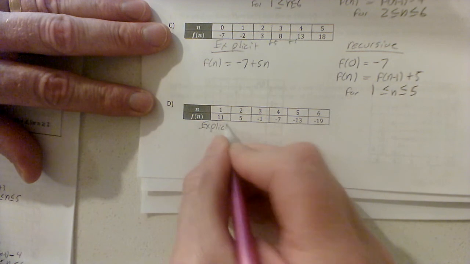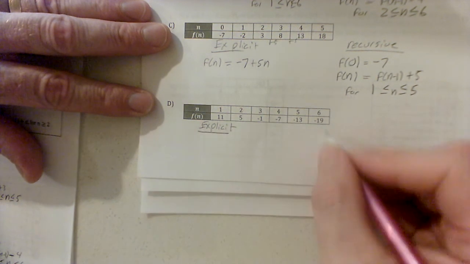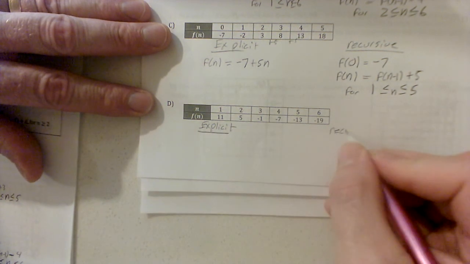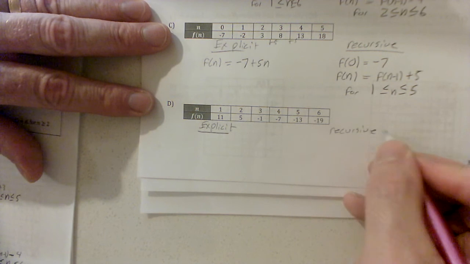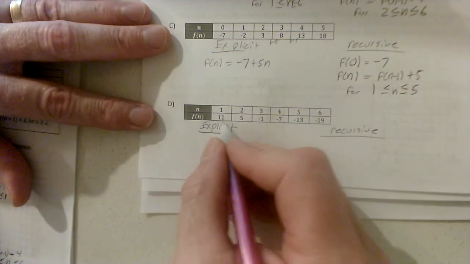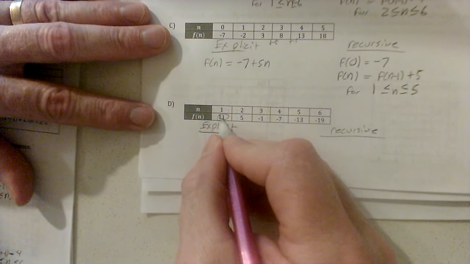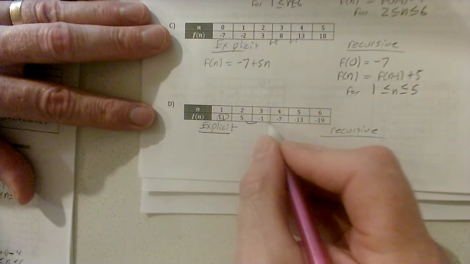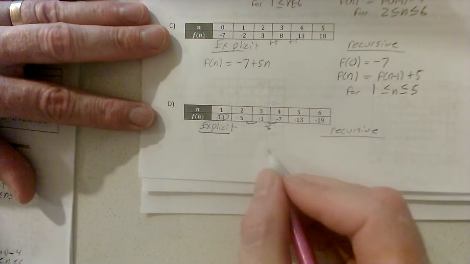Explicit. Recursive over here. So here we go one more time. So let's just walk through this. So again, I need my starting spot, which is 5, and I need my rule. And it looks like every single one of these subtracts 6.